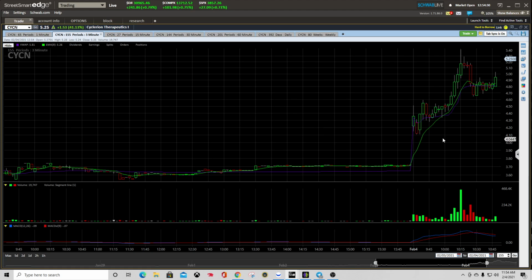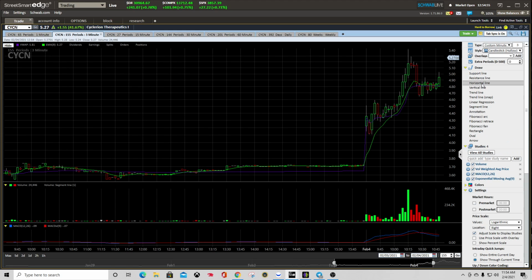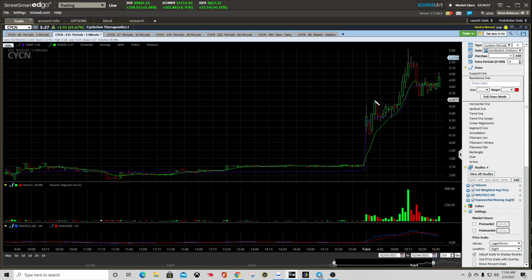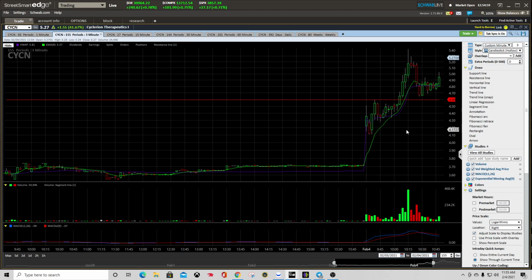As you can see right here on CYCN, we gapped up and we had a trade line VWAP cross. Ideally, I would have entered in this area right here, but I was busy trading other stocks at the time, so I did not. But as you can see, we put in a high right here around 459, 460 area. So let's go and put in a resistance line right there to help us out.